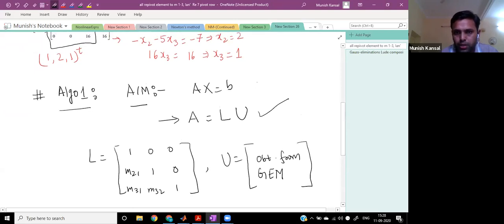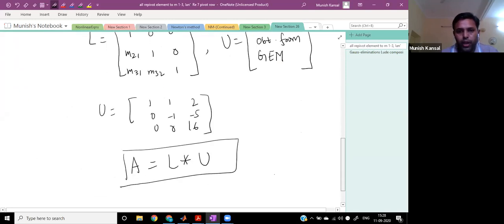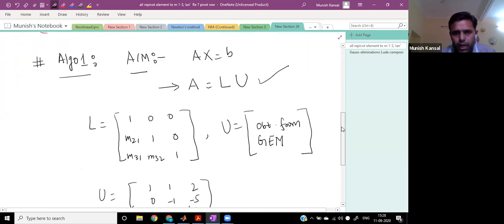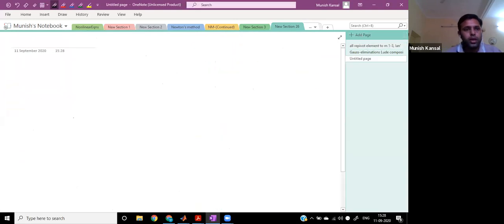So given any linear system, we have to break that into a product of L and U, where L is the lower triangular matrix of multipliers, and U is the matrix obtained with the Gauss elimination method. Then we will just verify in the command window whether L into U is giving A or not, right? If yes, then your program is okay, right? Now, let me just write down something here because it will give you a better understanding of the code.